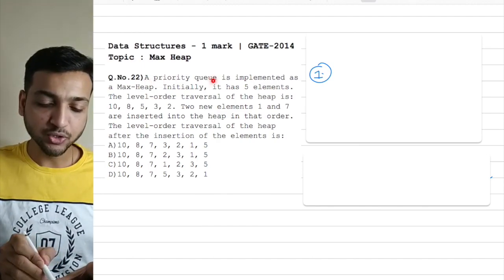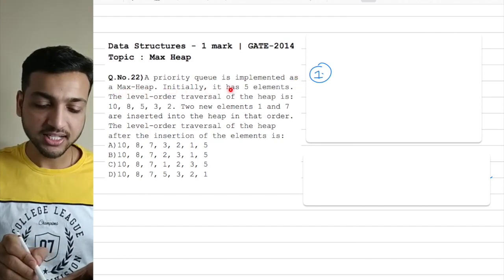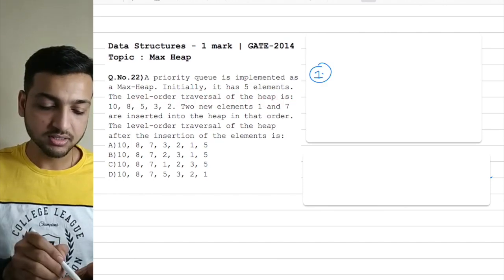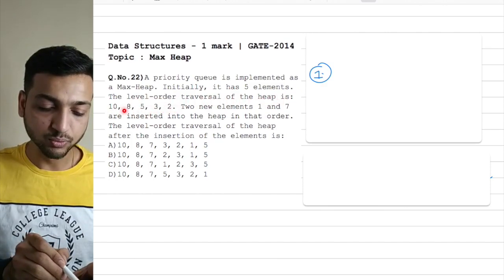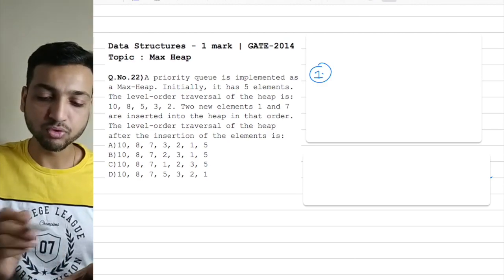Now a priority queue is implemented as a max heap. Initially, it has 5 elements. The level order traversal of the heap is 10, 8, 5, 3, 2. So this is the level order traversal of the input max heap. Let's make a note of it.